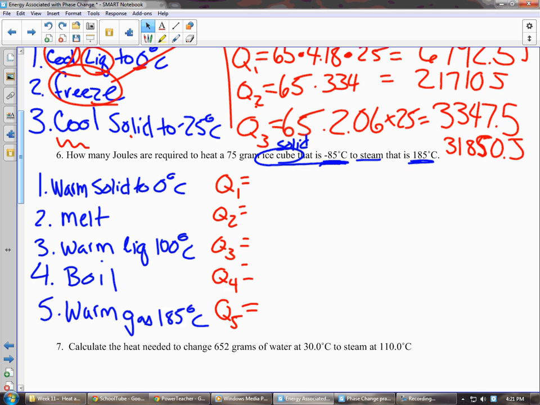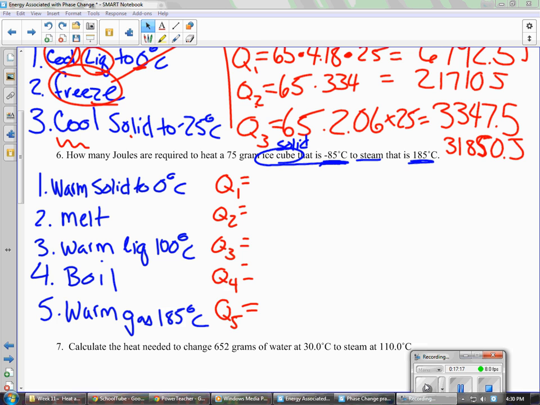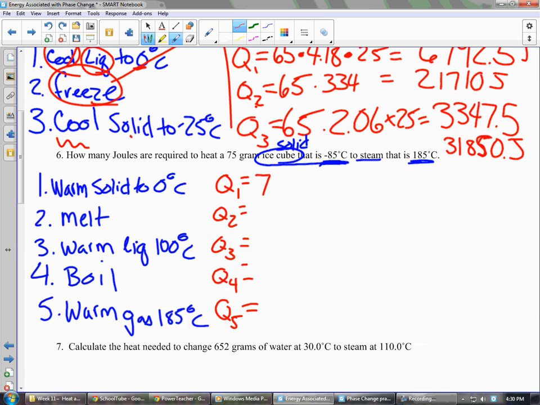All right, welcome back. Sorry for the interruption there. So we now can come back with, we are warming our 75-gram ice cube up. That means we're doing Q is equal to MC delta T. So we're going to do 75 times our C for a solid times, we're going up 85 degrees because we're going from negative 85 to 0. When you multiply those together, you get 13132.5.